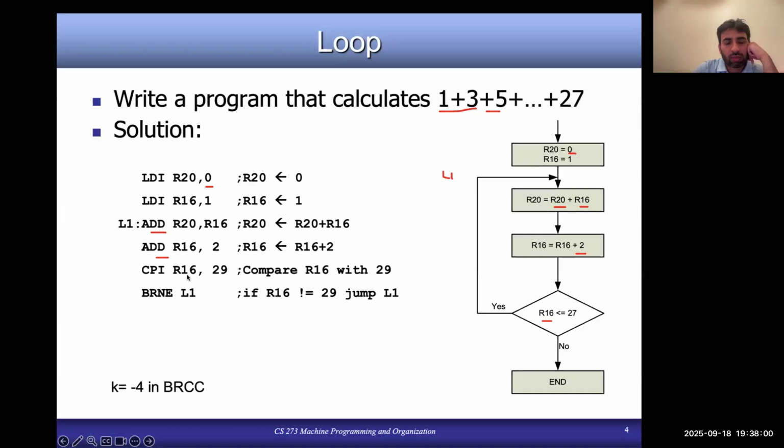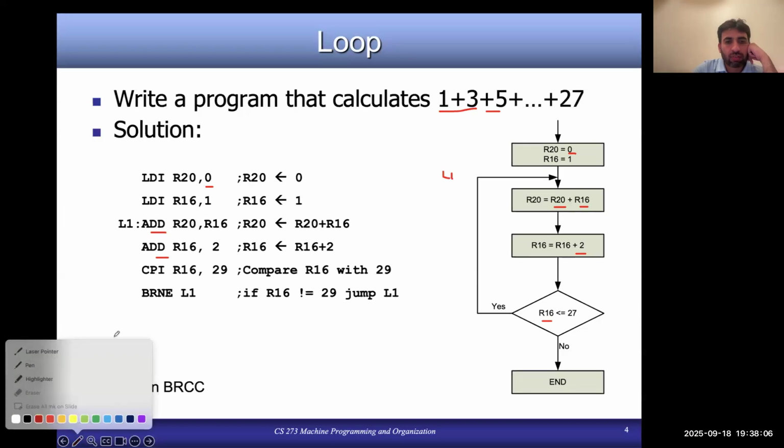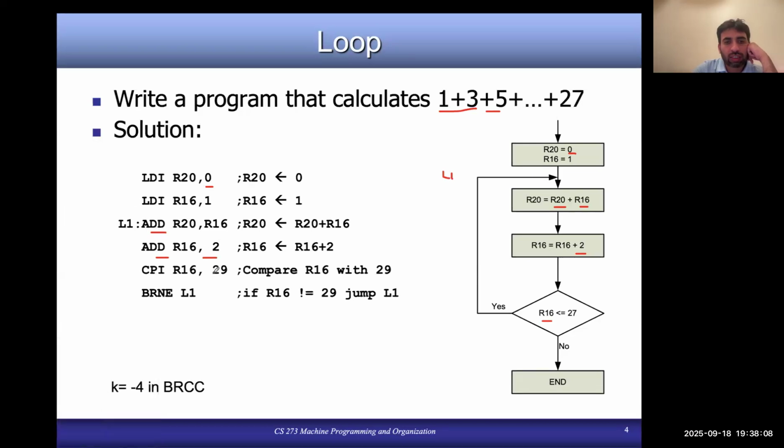So here we keep incrementing, and every time we add 2 to the value of R16 and then compare with 29. If it is not equal to 29, go back to L1. But if it has become equal to 29, then don't go back and go to the next instruction in sequence, which is here, right? So this is how you can convert this control flow diagram into the equivalent assembly program.